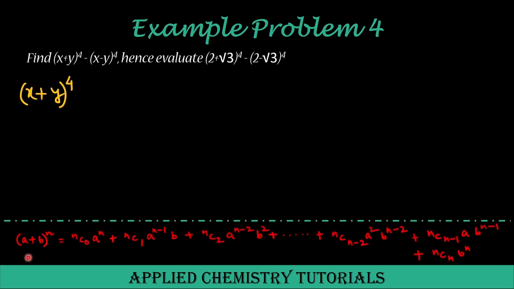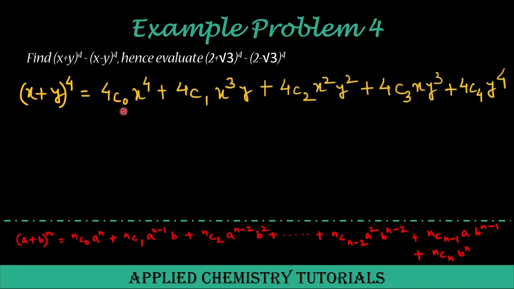So coming back to the binomial theorem formula, (a + b)^n, if we consider a equals x, b equals y, and n equals 4, we can expand (x + y)^4 as 4C0 x^4 + 4C1 x^3 y + 4C2 x^2 y^2 + 4C3 x y^3 + 4C4 y^4. And in a similar way, we can also expand (x - y)^4.